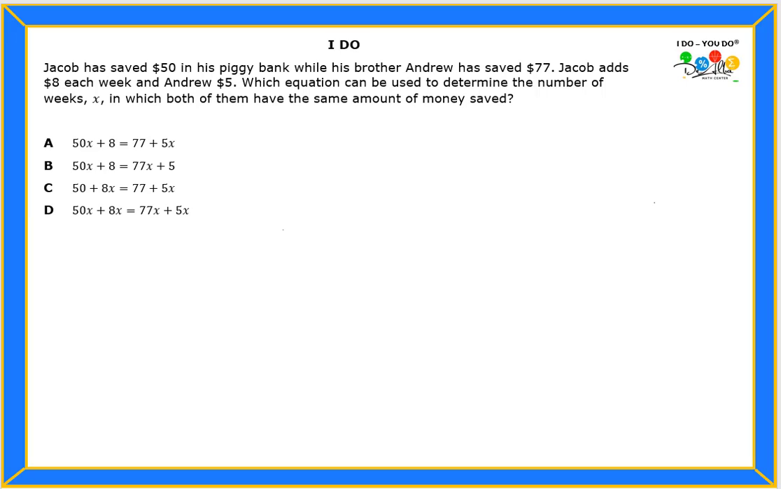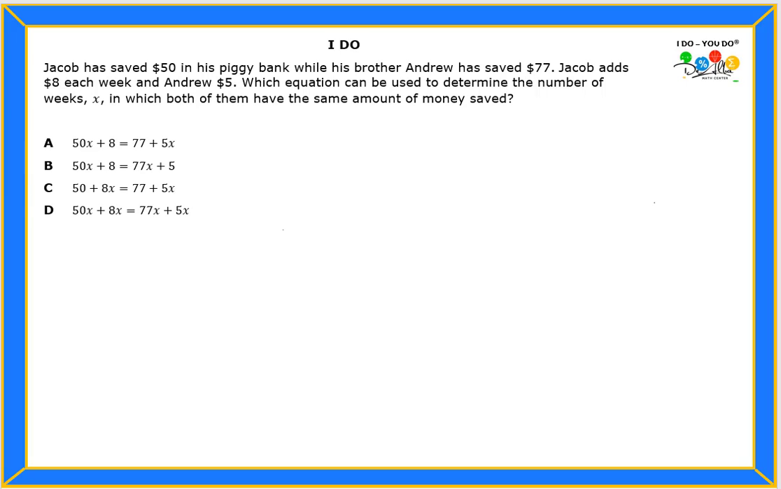And it says, Jacob has saved $50 in his piggy bank while his brother Andrew has saved $77. Jacob adds $8 each week and Andrew $5. Which equation can be used to determine the number of weeks X in which both of them have the same amount of money saved? Okay, so what is it that I'm looking for?